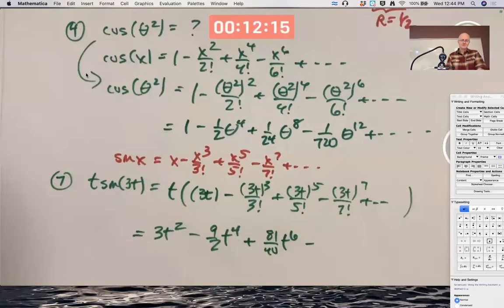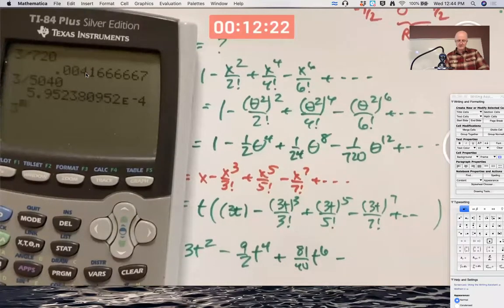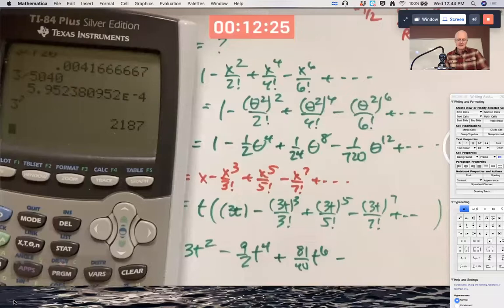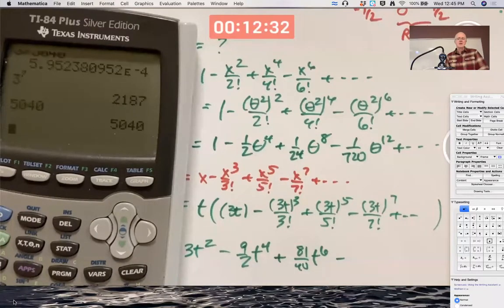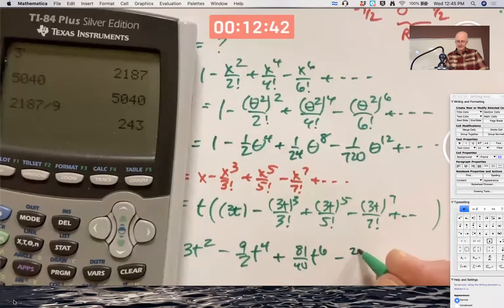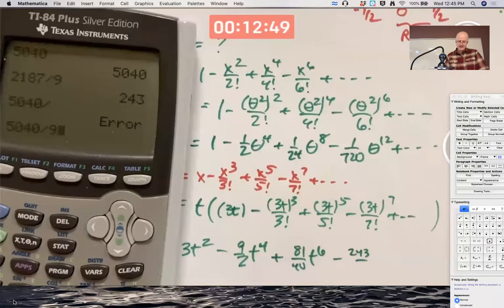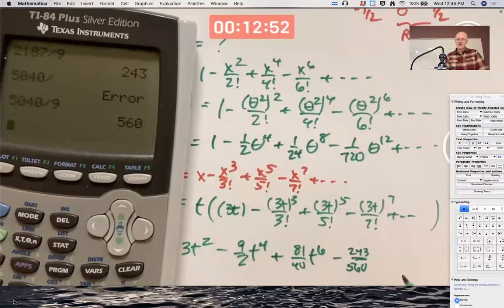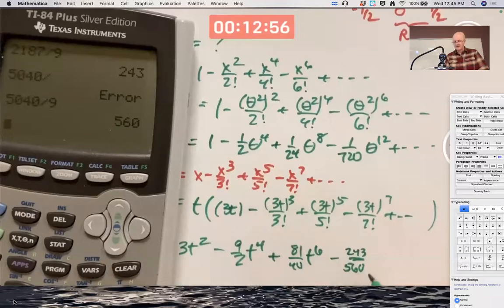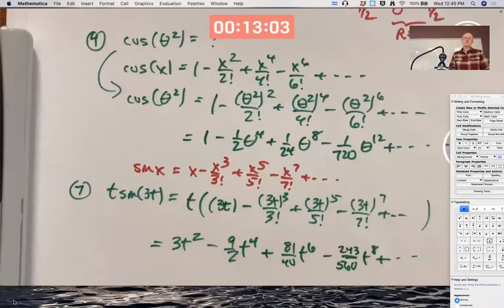3 to the seventh is 2,187. 7 factorial is 5,040. 2,187 divided by 5,040. It turns out both of those are divisible by 9. 2,187 divided by 9 is 243. And 5,040 divided by 9 is 560. So the fraction reduces to this, and those have no common factors anymore. t to the seventh times t is t to the eighth. We'll check that in a second as well.